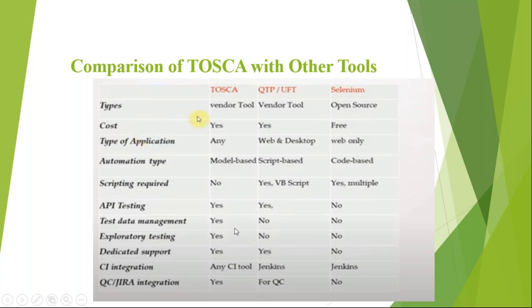Exploratory testing: Tosca will support exploratory testing, whereas QTP and Selenium will not support exploratory. But in real time, we don't use Tosca for exploratory.